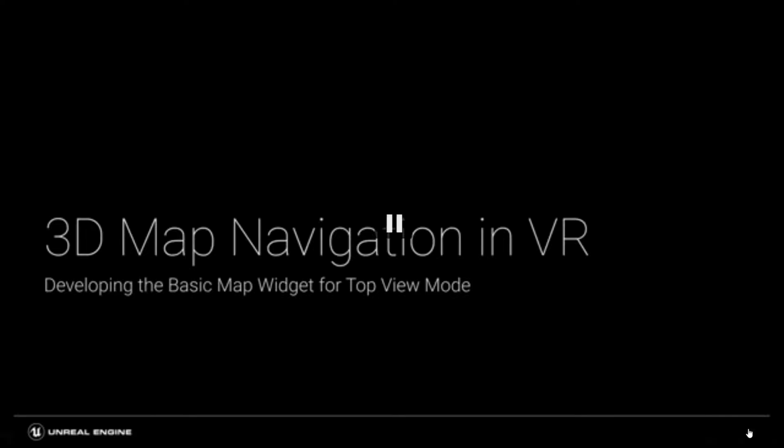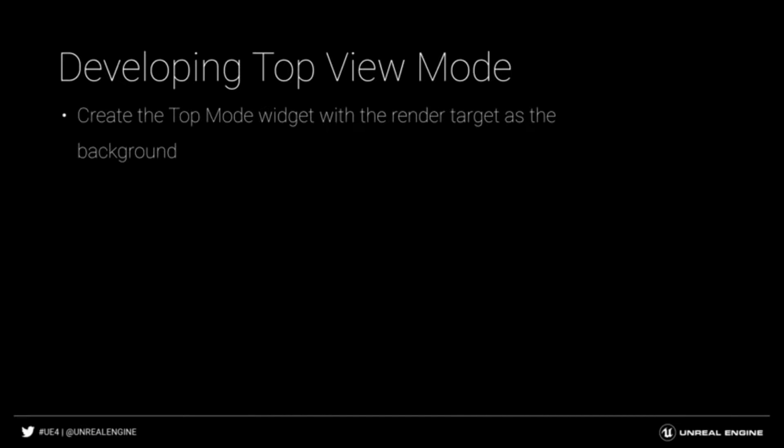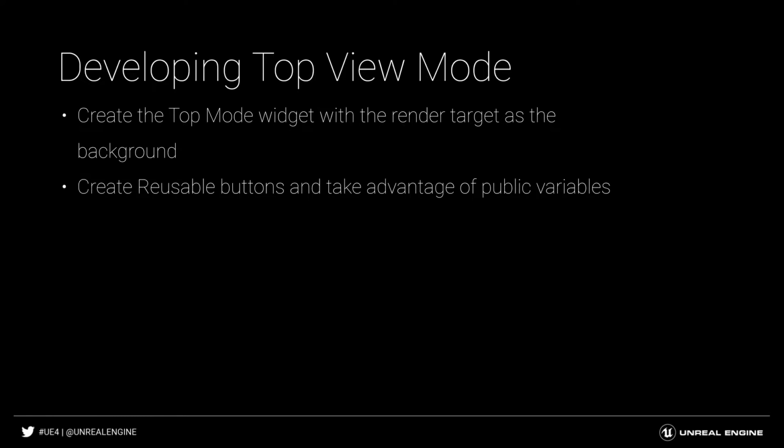Now begin creating our 3D navigation map and use the scene capture render target as its background. We'll create our UI with programmable and reusable items, including custom buttons, and build them with public variables so we can alter their logic within other widgets.